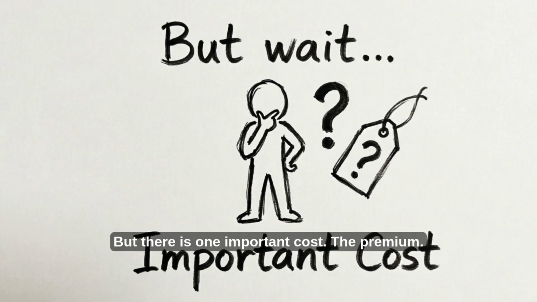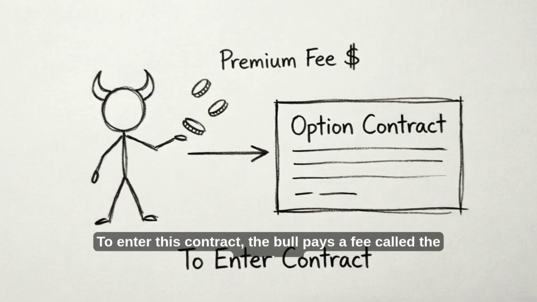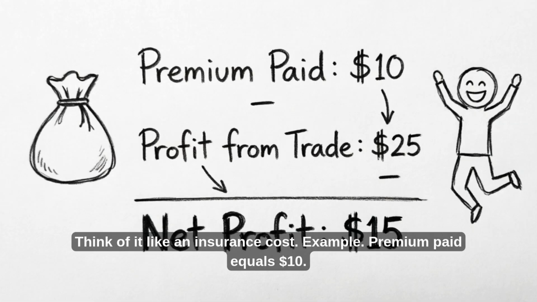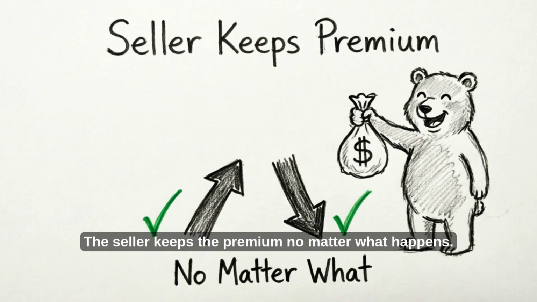But there is one important cost: the premium. To enter this contract, the bull pays a fee called the premium. Think of it like an insurance cost. Example: premium paid equals $10. Profit from trade equals $25. Net profit equals $15. The seller keeps the premium no matter what happens.